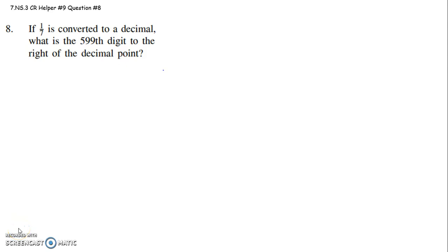All right, 7th graders, this is to help you with question 8 on CR number 9. It says if 1/7 is converted to a decimal, what is the 599th digit to the right of the decimal point? Okay, so first of all, let's convert 1/7 to a decimal. That's the first thing they want us to do.